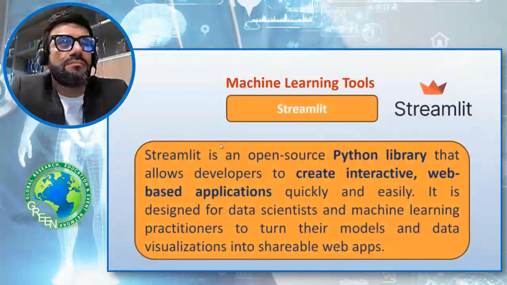Streamlit is an open source Python library. Whenever you are using Python for your development, you can use a wide variety of libraries. For example, for demonstrating and visualizing your code, you can use this library to create interactive web-based applications very quickly and easily. It is designed for data scientists and machine learning practitioners to turn their models into apps and to visualize their output.